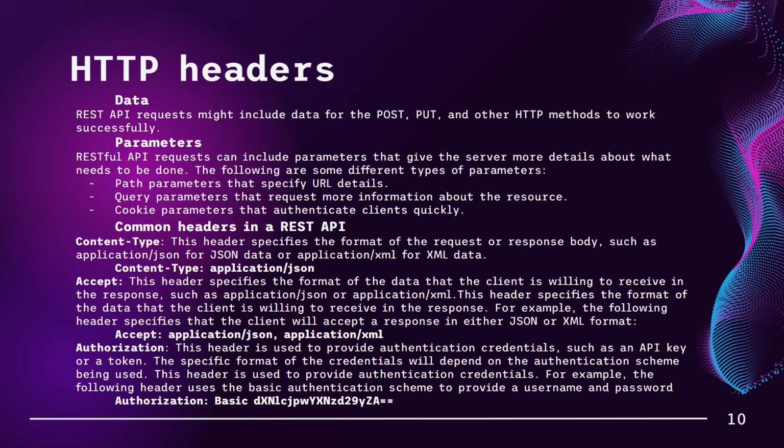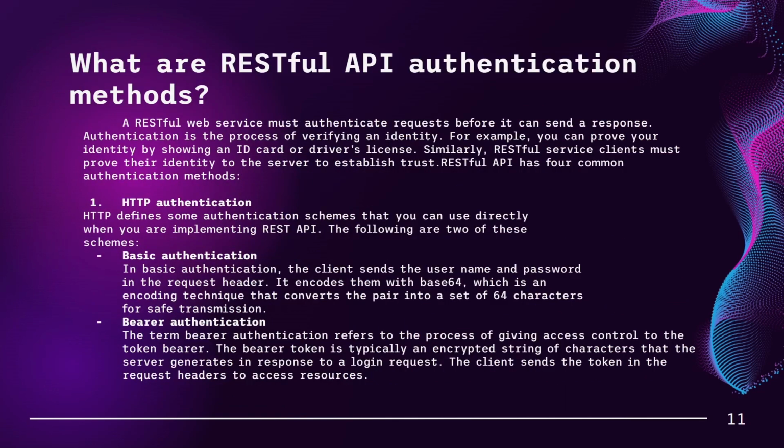And then there is the Authorization header. This header is used to provide authentication credentials such as an API key or a token. The specific format of the credentials will depend on the authentication schema that is being used. For example, the following header uses the basic authentication schema to provide a user and password. And it is Authorization: Basic, and then it's this key that you have to pass, right? That's about the authentication methods, because we just mentioned it in the last slide, right? So let's see.